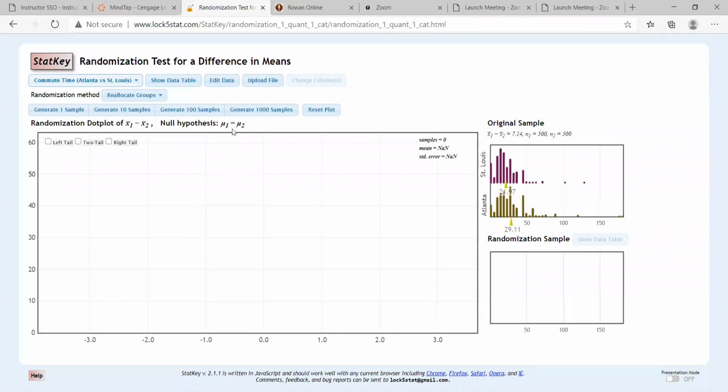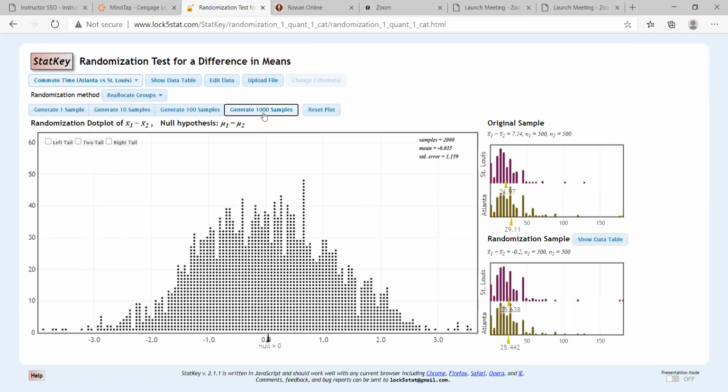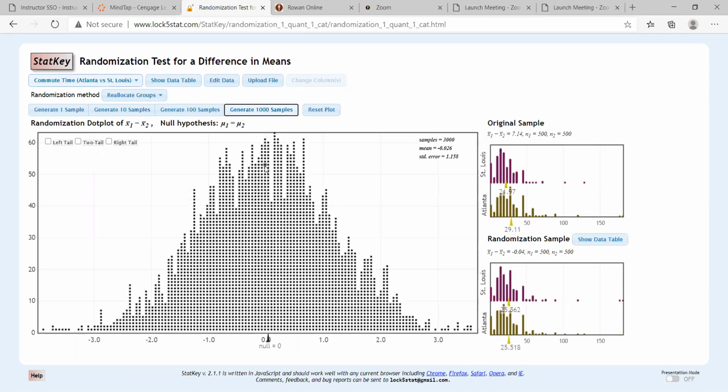Since we have a greater than symbol in our alternative hypothesis, that is, u1 is greater than u2, or u1 minus u2 is greater than 0, we're going to use a right tail test. So we're going to click that box. We're going to generate maybe 3,000 of these randomization samples, and we're going to click the right tail.